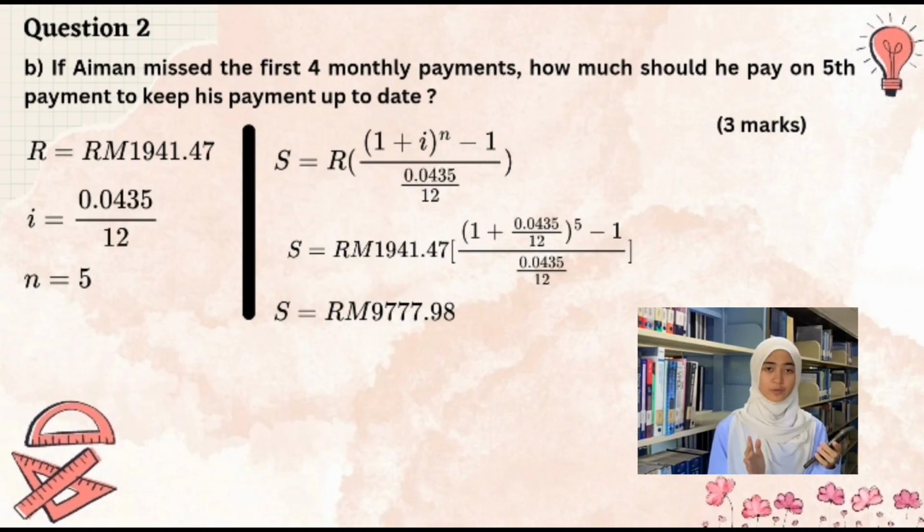Next question. If Aiman missed the first 4 monthly payments, how much should he pay on the 5th payment to keep his payment up to date? For this question, we need to use future value. So, we need to find R, i, and n. For R, we put the last answer from the previous question.